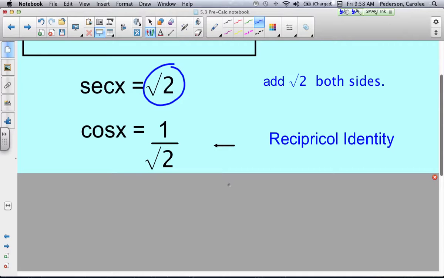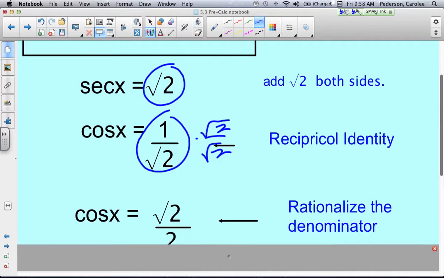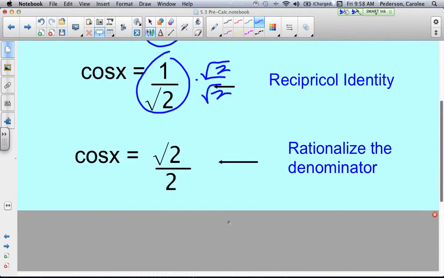Now is that on my unit circle? Is 1 over the square root of 2 on my unit circle? No, it's not. So what's so important about radicals and denominators? What did we always do? Remove the radical from the denominator. Yes, and what do we call that in fancy words? Rationalizing the denominator. So we have to multiply the numerator and the denominator by the square root of 2. And what we're left with is the square root of 2 over 2.